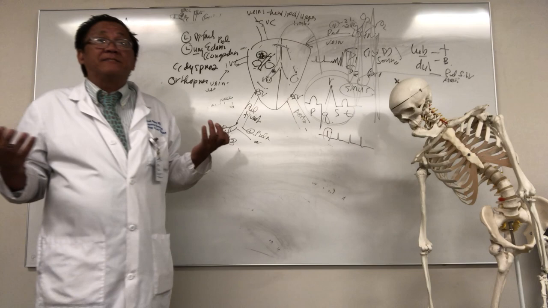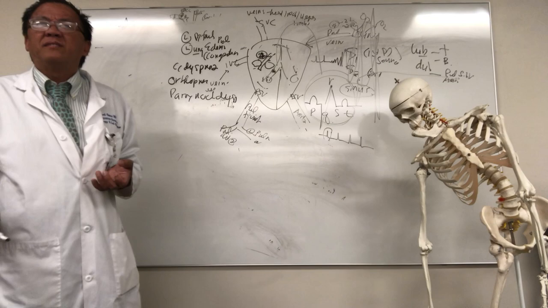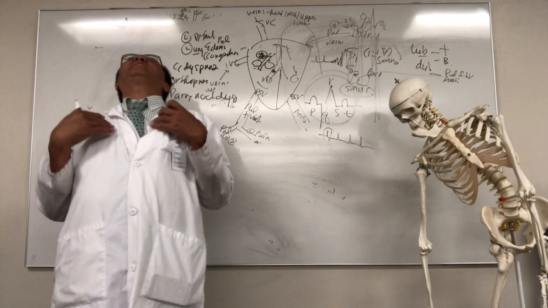What about paroxysmal nocturnal dyspnea? What is nocturnal? Night. Paroxysmal: frequent attacks of difficulty breathing at night. Why? When you lie down, there's a greater chance that you'll accumulate what? Fluid or edema or congestion.